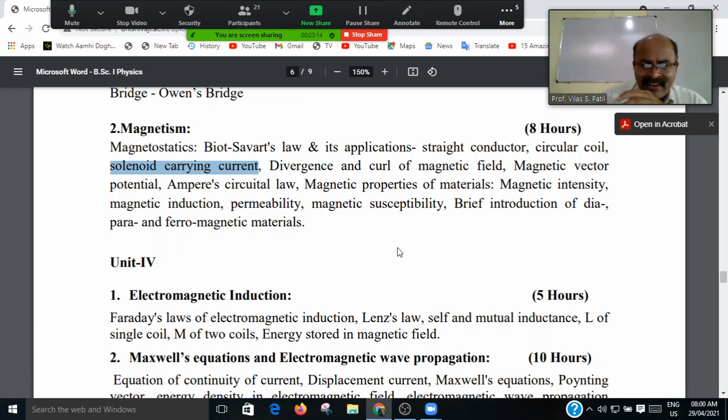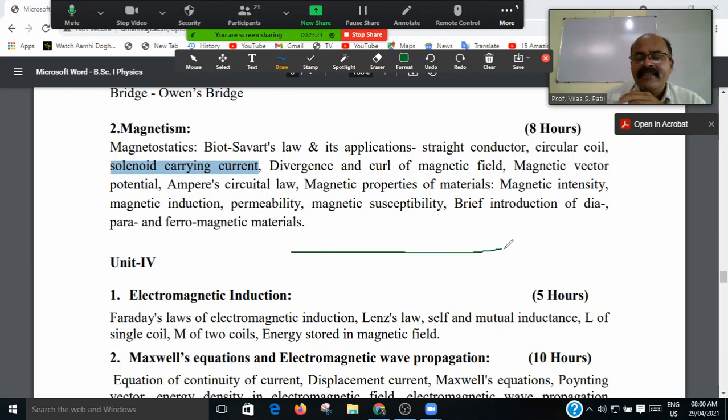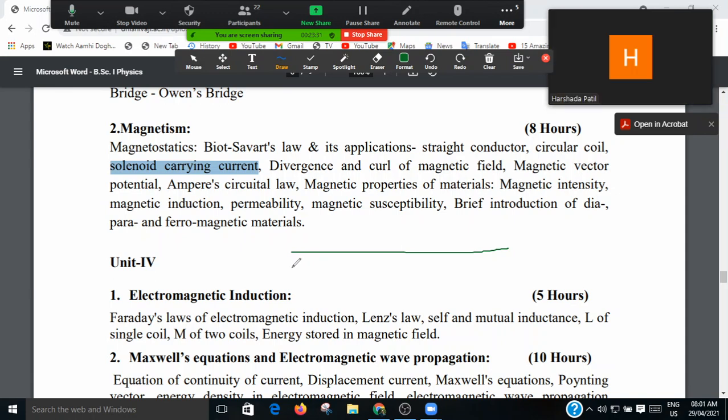Here, I am taking the annotate. Friends, this is the long and straight solenoid. This is a long and straight solenoid. It means it is the insulating part.